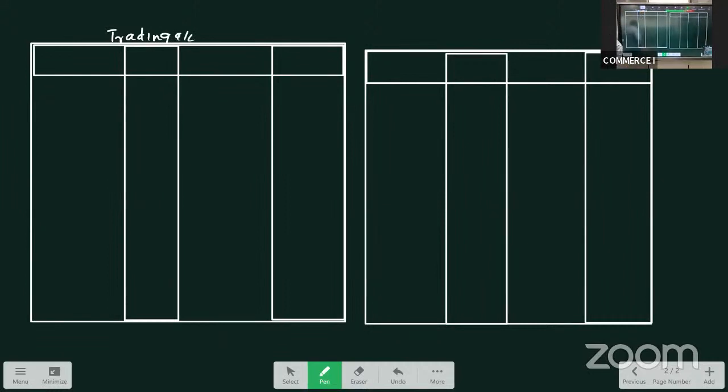See what is the question? From the following trial balance, prepare trading and profit and loss account and balance sheet. Question number 14, page number 274. Let us take all the items which will appear in trading account first. Then we'll go with profit and loss account, and then the balance sheet.